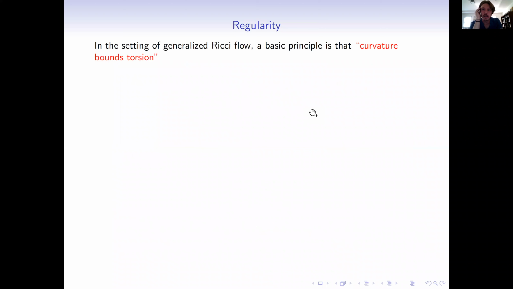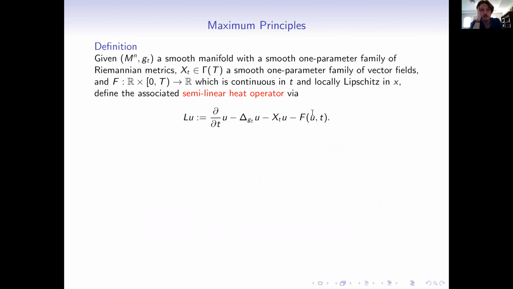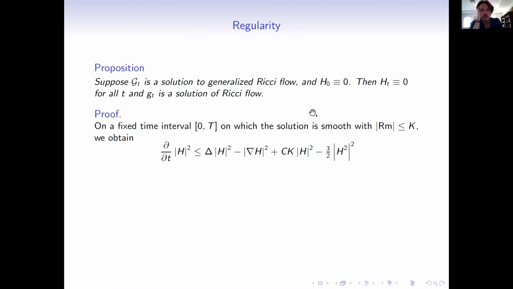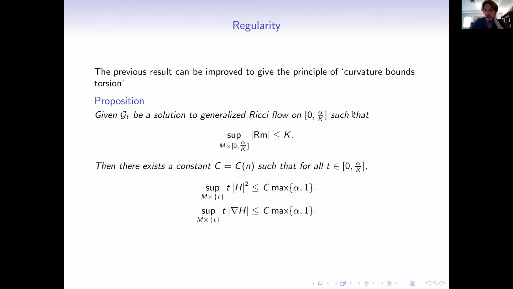today. And then last time we did discuss a little bit of this general idea that curvature bounds torsion. So let me skip ahead to the main statement we gave. We discussed the maximum principle last time, and I think this is more or less the last thing we covered. So the proposition is: if we have a solution to generalized Ricci flow on some interval of the form 0 to alpha over k, and on that interval the curvature is bounded by k, then we get not just that the torsion is bounded, but a smoothing effect for the torsion and its first derivative. So there exists a constant c depending only on n, such that for all times in that interval, the supremum of t times norm H squared is bounded above by this previous data, the constant depending on alpha. And the same is true for t times the norm of the gradient of H.